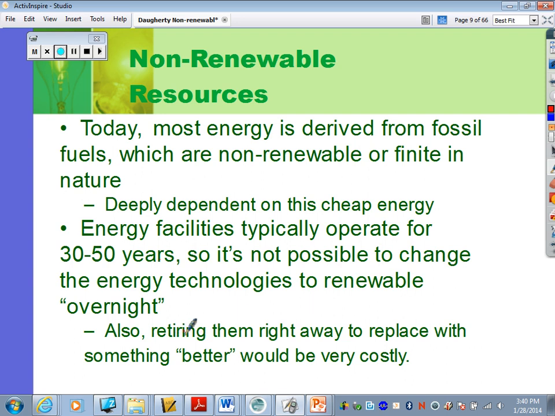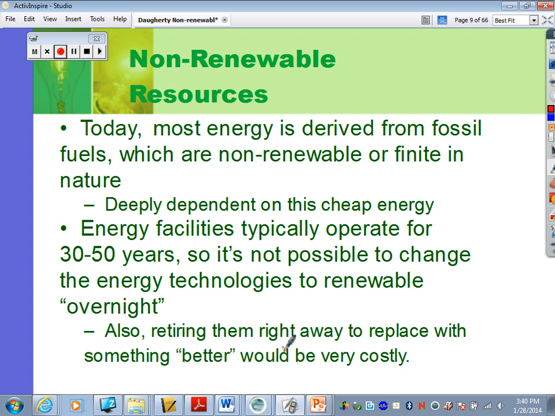And then also it says if we were to say, okay, let's just go cold turkey, let's change over right now to all renewable, which we wouldn't be able to do anyway, it would end up costing more to do that. So it says retiring them right away to replace them with something better would be very, very costly.